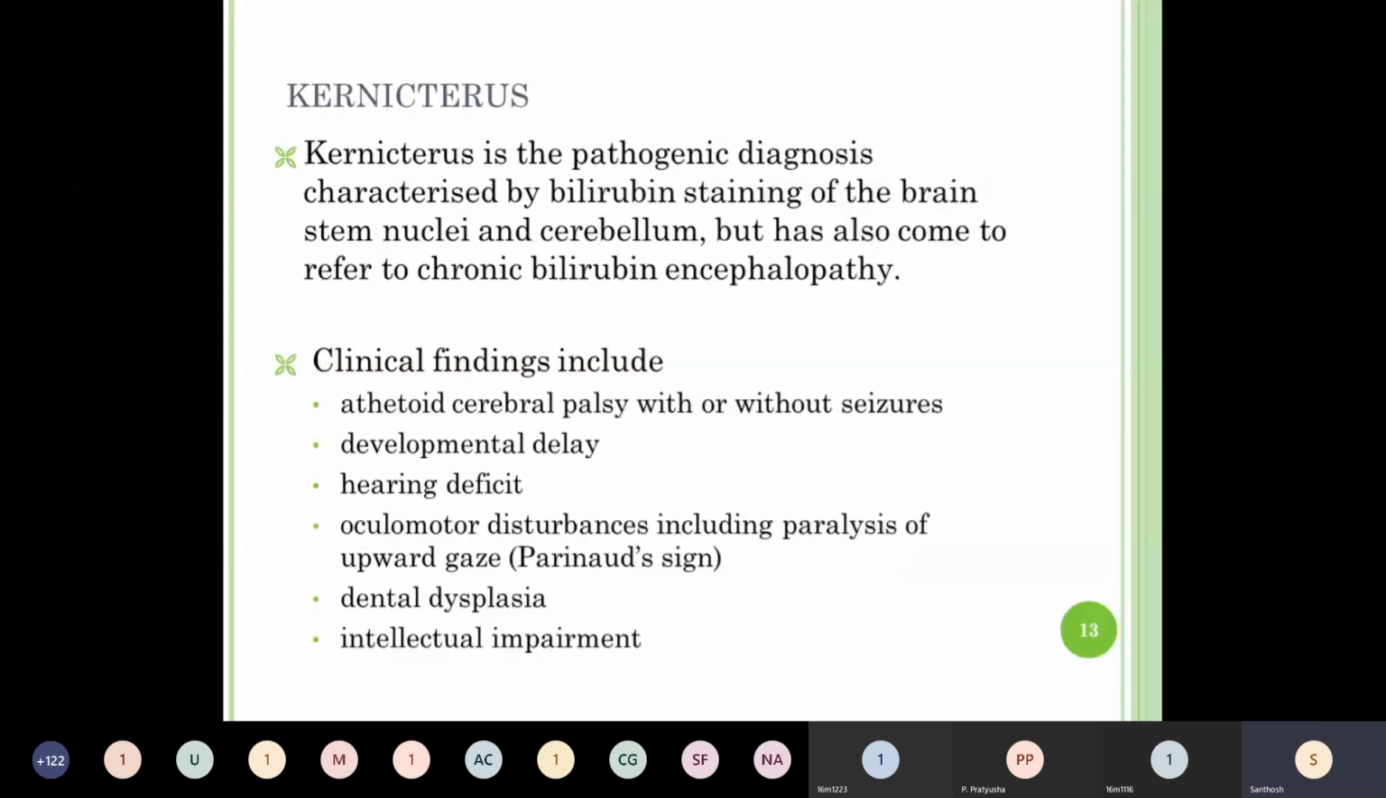So kernicterus is a chronic bilirubin encephalopathy, a pathological diagnosis characterized by bilirubin staining of the brainstem nuclei and the cerebellum. That is, acute bilirubin encephalopathy leading to chronic bilirubin encephalopathy. Here the findings will be athetoid cerebral palsy, developmental delay, hearing defect, oculomotor disturbances including paralysis of upward gaze, that is called Parinaud sign, dental dysplasia and intellectual impairment.